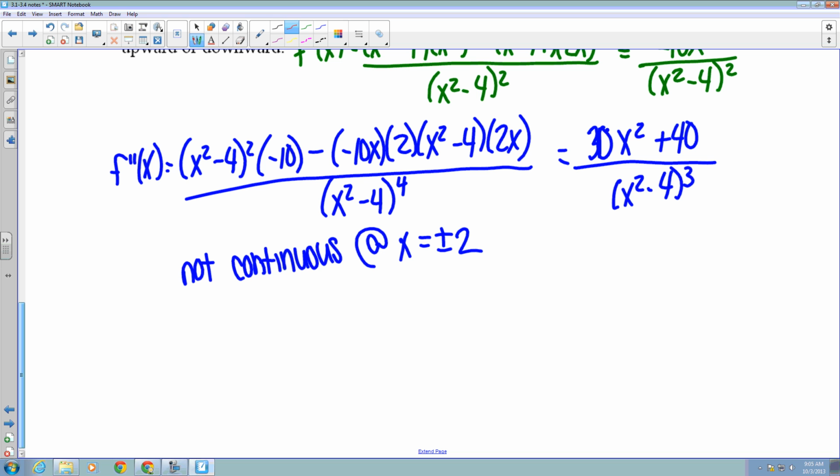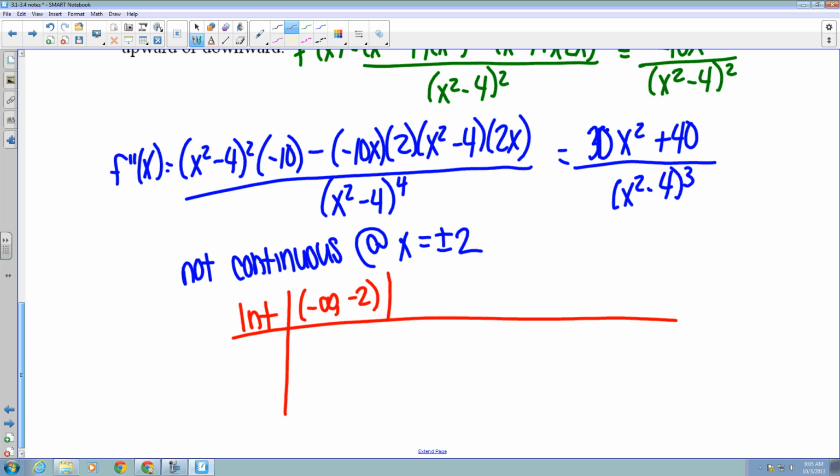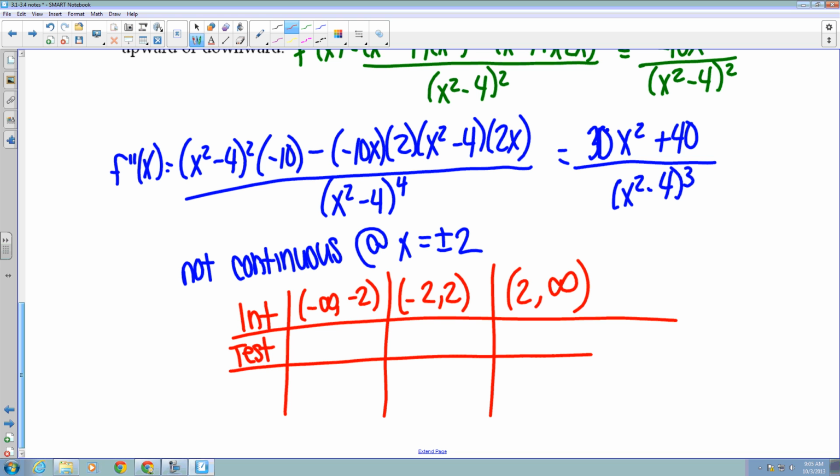All right, let's make our chart. Our intervals are from negative infinity to negative 2, negative 2 to 2, and 2 to infinity. We need to pick a test point, test it in the second derivative, and come to our conclusion on the bottom.